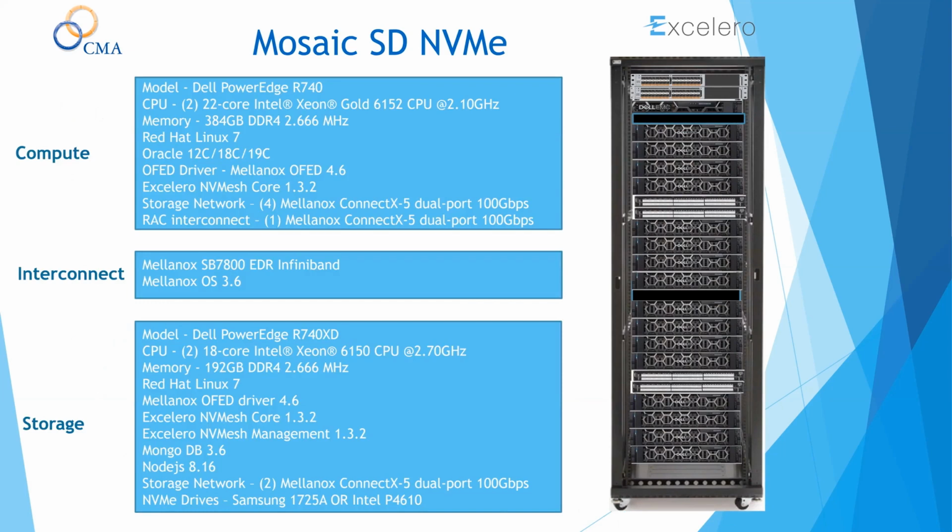So these are some of the more detailed view of the components. Again, one way to conceptually break this down is that there's a compute, interconnect, and storage piece to the solution itself. This implementation for this client happens to use Dell PowerEdge R740 for the Oracle RAC node, and it uses the R740XD, the Dell PowerEdge servers, for the storage nodes, and it uses the Mellanox SB7800 EDR InfiniBand switch and the ConnectX-5 cards that are key to the solution.